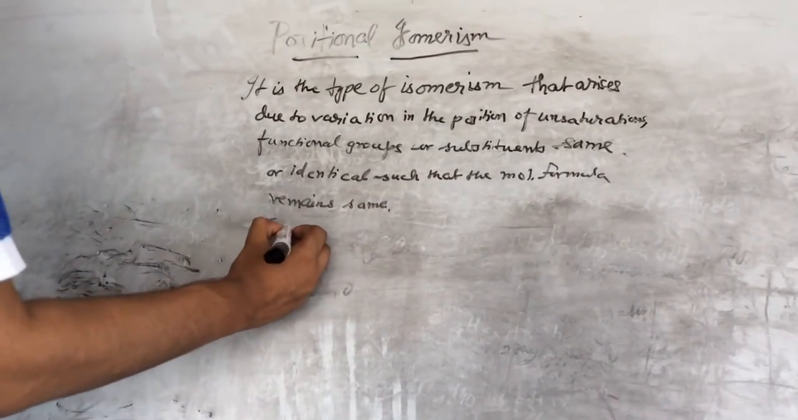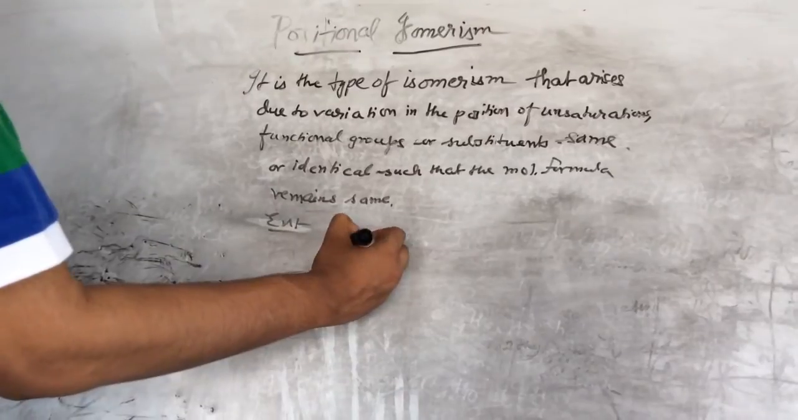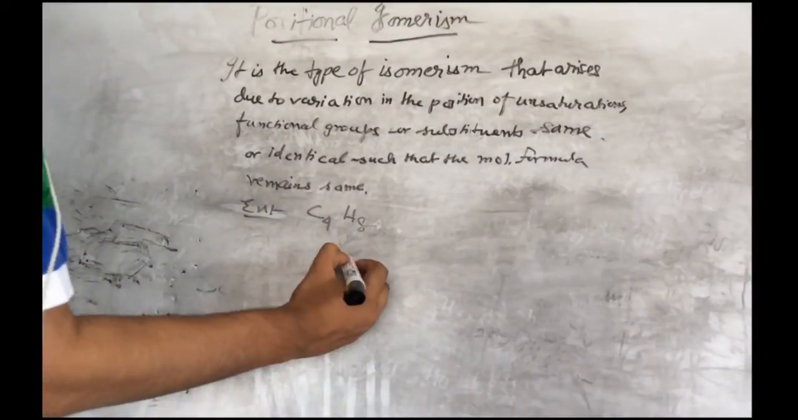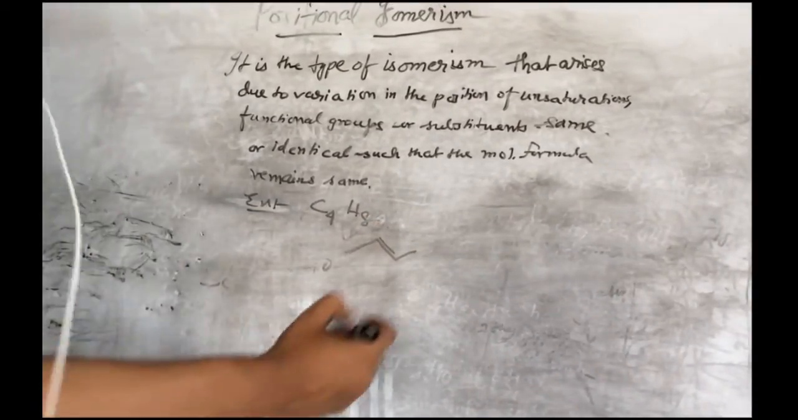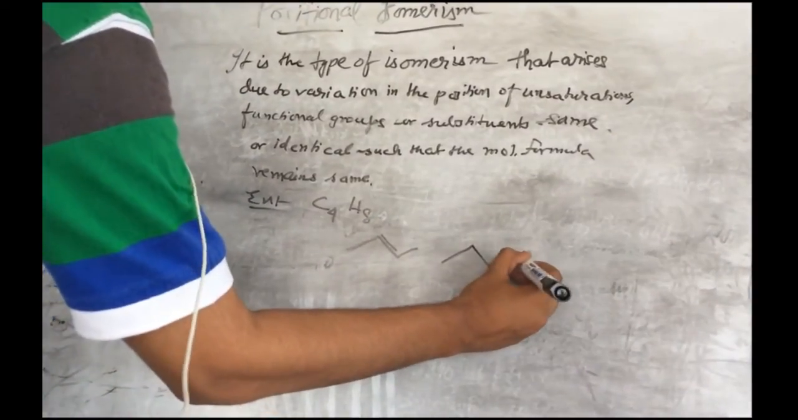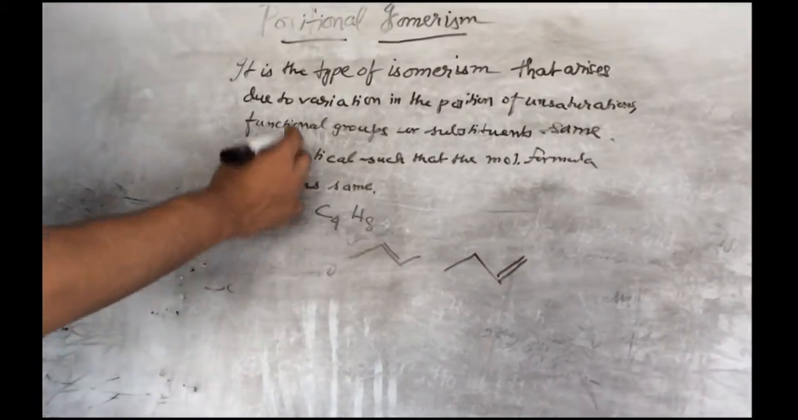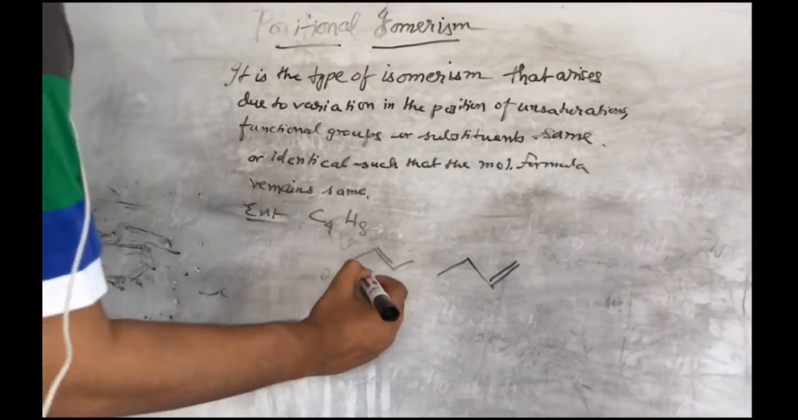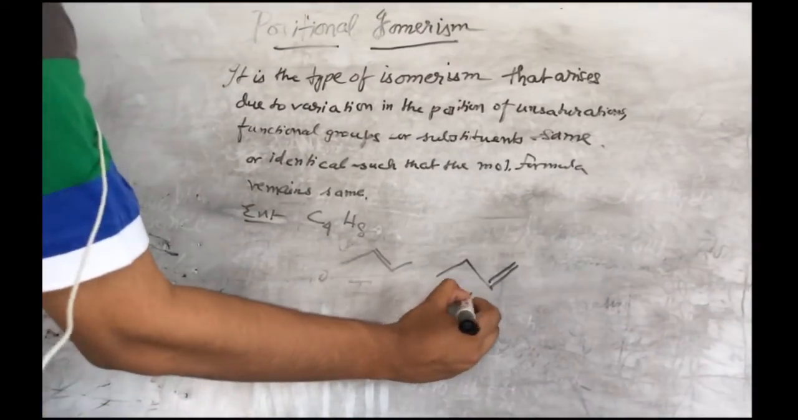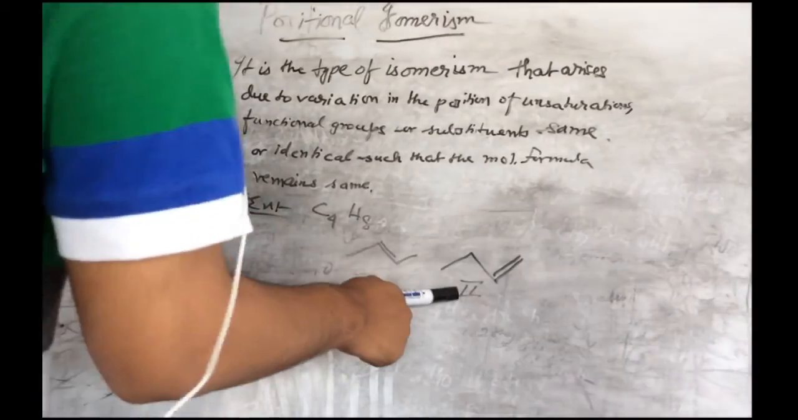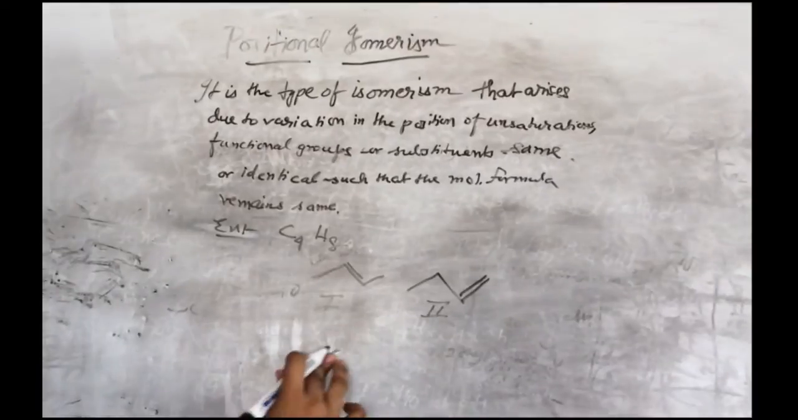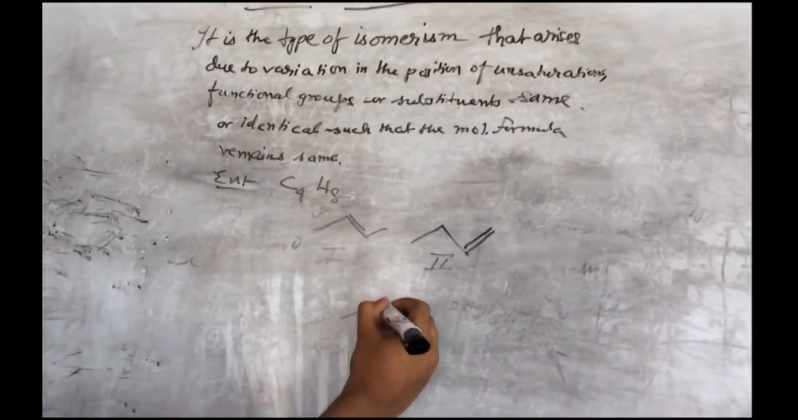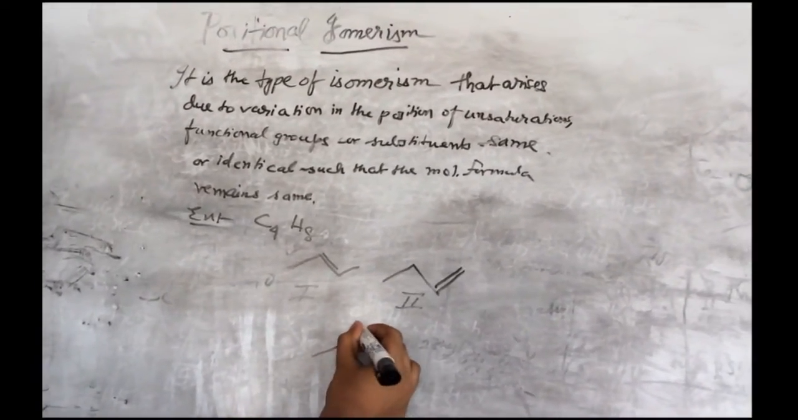So let's take an example. Let's take C4H8. The double bond can be here or it can be in the terminal carbons here. So these two are positional isomers of each other. Let's number it 1, it 2, and let this be 3.